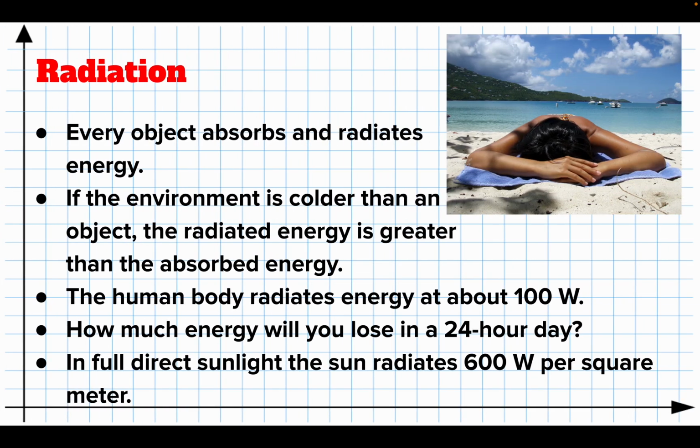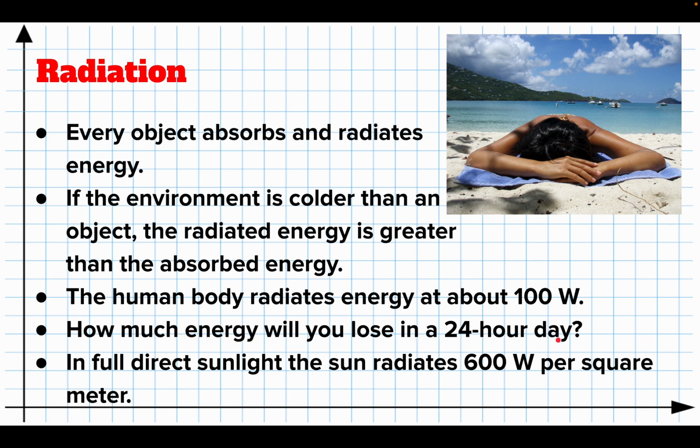So it turns out that all objects radiate energy. The sun radiates energy. That's the only way the energy gets to us from the sun. It's radiation. And you radiate energy too. The human body radiates energy at about 100 watts. So you're losing 100 joules of energy every second just because your body has to maintain its temperature and keep all the molecules wiggling. So if we're losing 100 joules every second, you can work out how much energy you will lose in a 24-hour day.